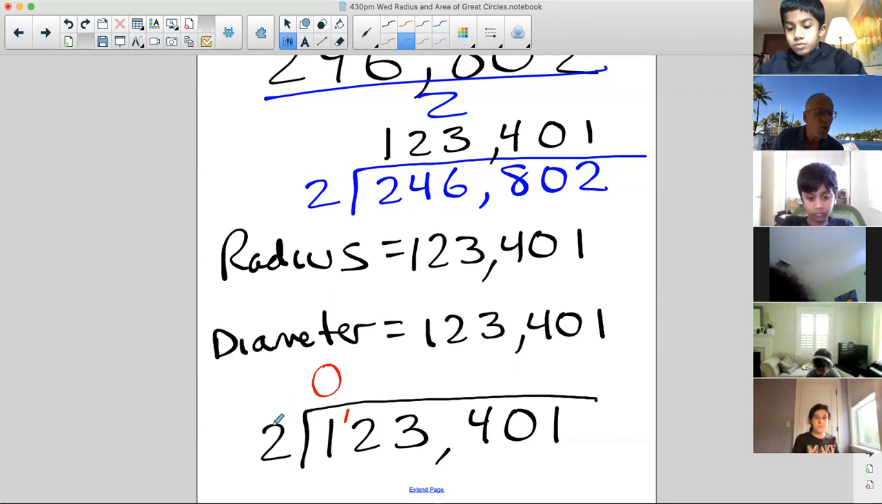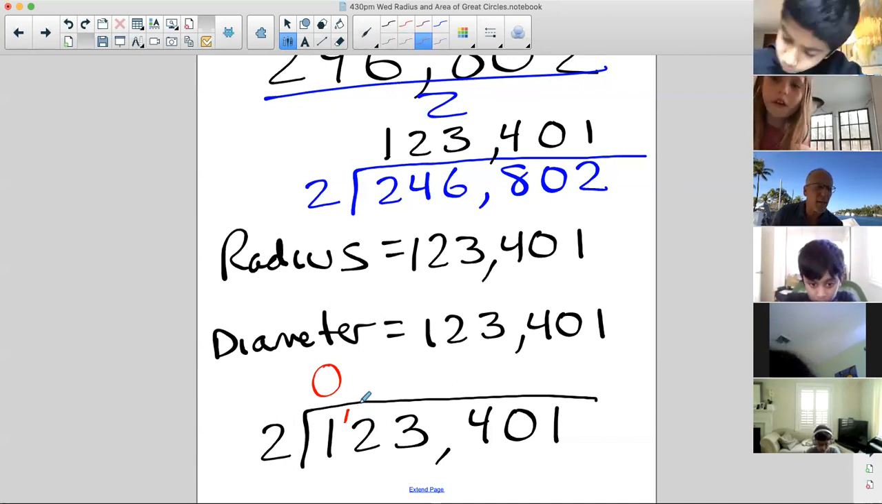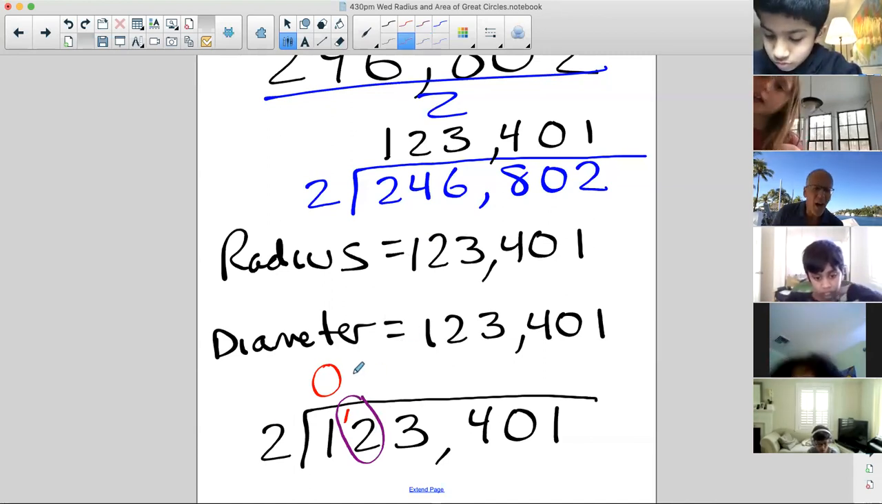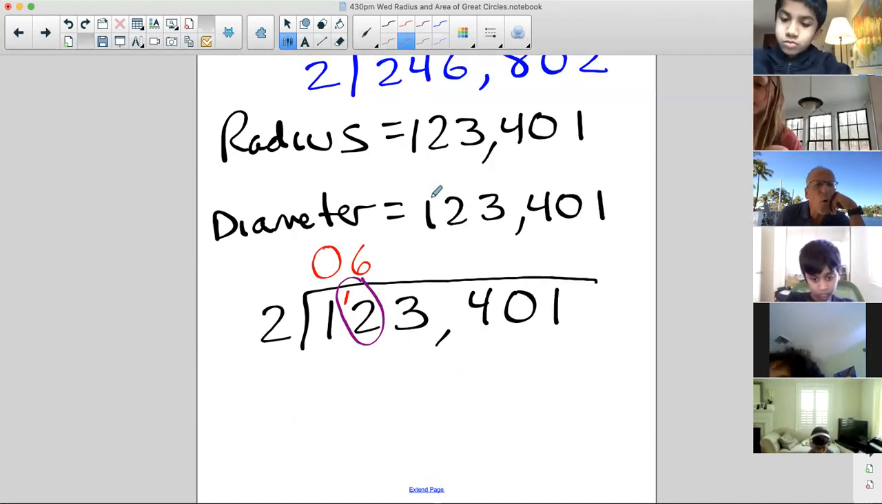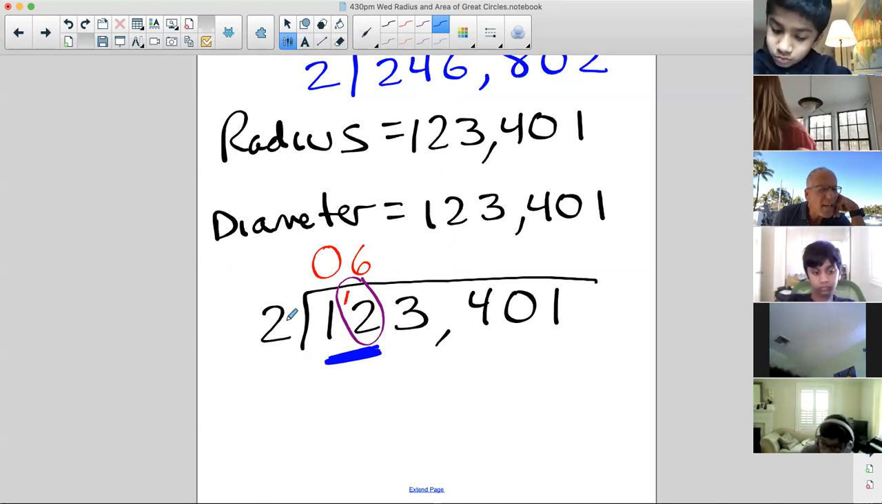Now, everybody, 2 goes into what number? Gabby, 2 goes into what number? 12. 6 times, but I thought if you can't get it evenly into the first number, don't you take the first two numbers and make that into one number? Right. So guys, do we really need that 0? Can't we just look at it and say 1 is too small? Let's do 2 goes into 12 6 times.